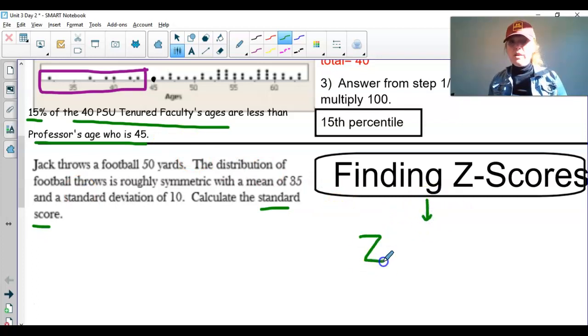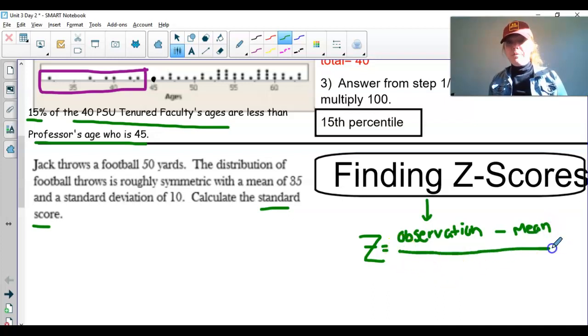A z-score is equal to your observation. Again, you should be writing this down. Minus your mean, divided by your standard deviation.